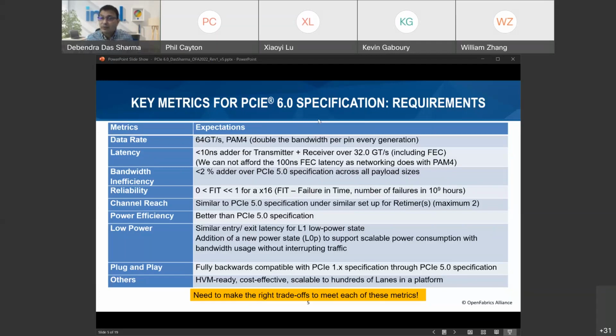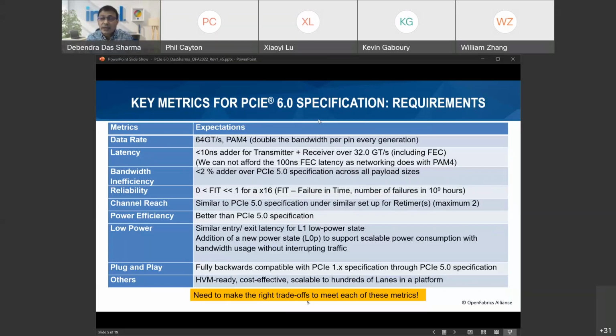Same channel reach as before, which is again a tall order, but that's what we have to work with because people don't really change their platforms, and things can't really move very close to the CPU, for example, right? You can't have your GPU sitting very next to the CPU because you're going to have memory and other things. So fundamentally your platforms are already tightly packed, so you can't really expect to see any more proximity, right, so to speak. So about same channel reach.